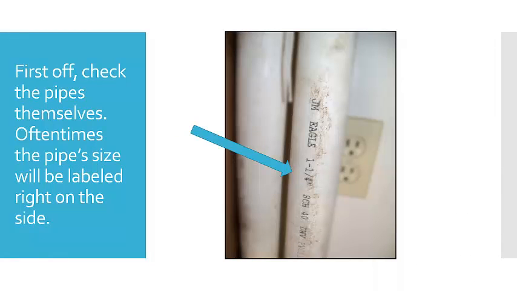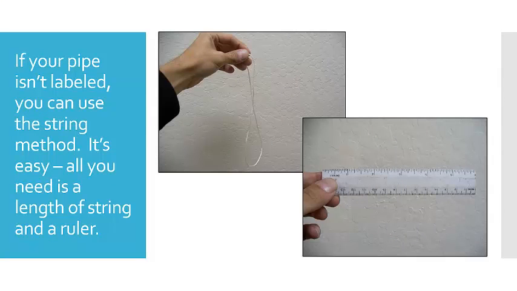First, check the pipes themselves. Oftentimes, the pipe size will be labeled right on the side. The blue arrow indicates this pipe size. If your pipe isn't labeled, you can use the string method. It's easy. All you need is a length of string and a ruler.